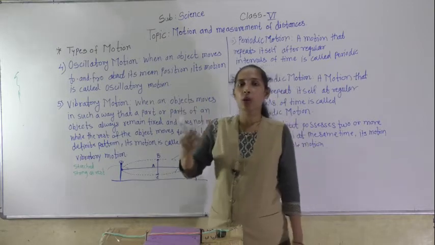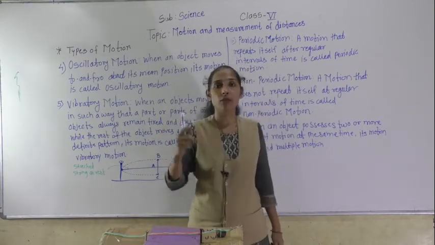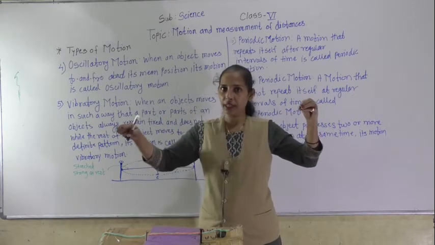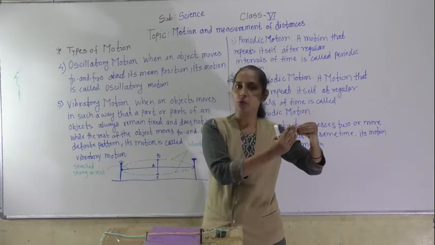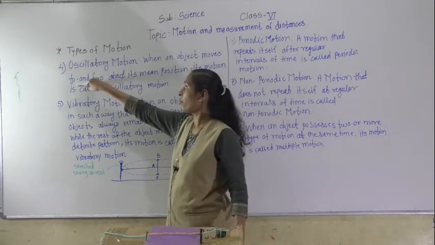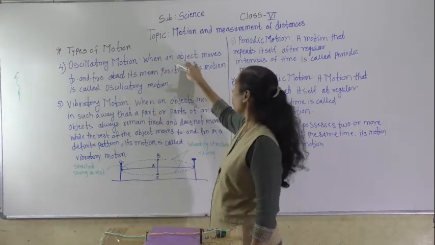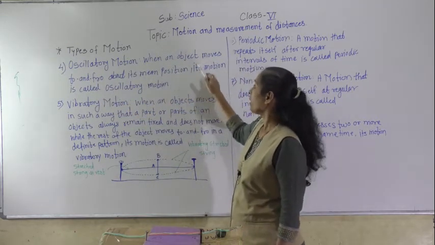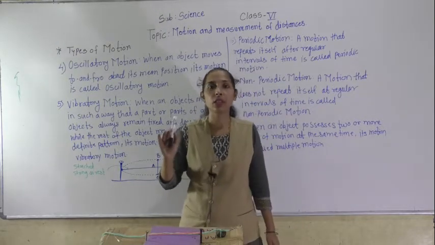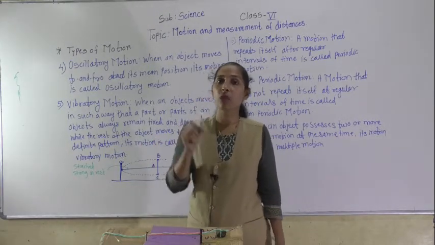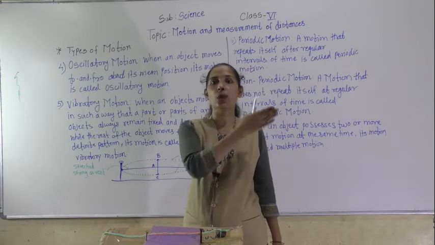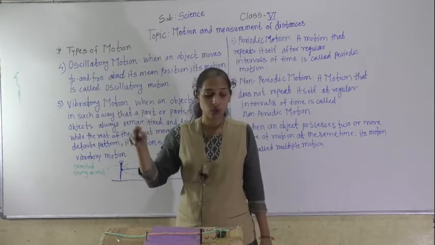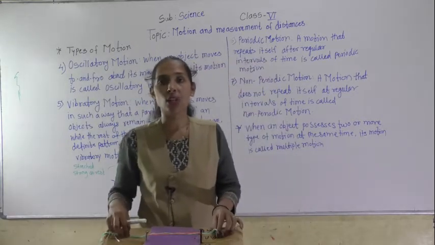When an object moves to and fro, what does that mean? Up and down, or left and right, going forward and again coming back to its normal position. That is a to and fro movement. So when an object moves to and fro from its mean position, its motion is called oscillatory motion. Mean position means its center point, from which it can go to and fro. That motion is called oscillatory motion.